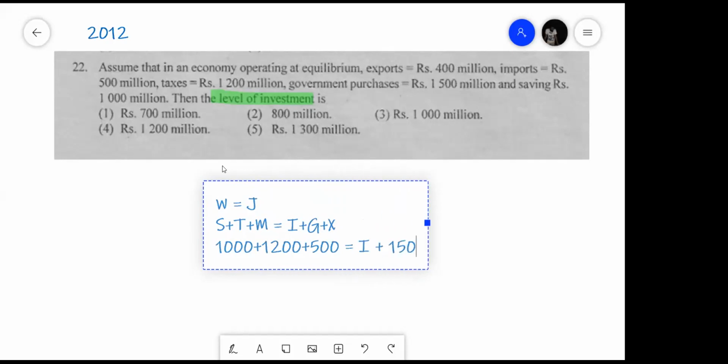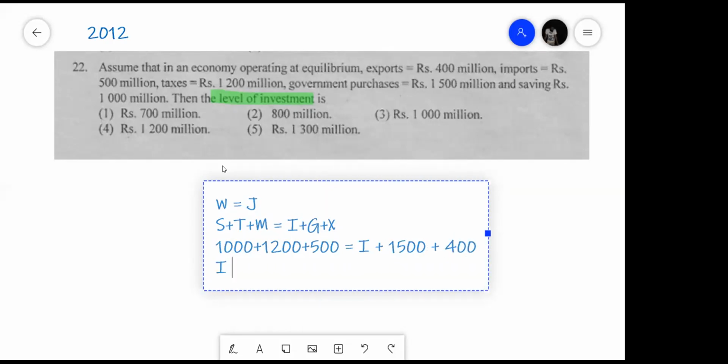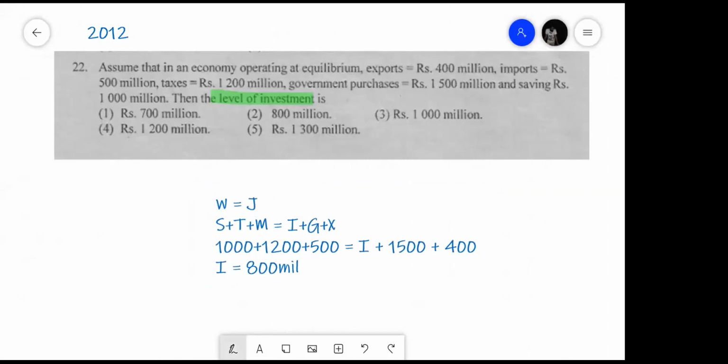Government purchase, they are saying, is 1,500. Exports, they are saying, is how much? 400. So you work it around and you get I. I is equal to how much? 800, according to your answers. Yes, so majority said 800, so I'm guessing that is the right answer. I did do the calculation. So answer number 2 then.